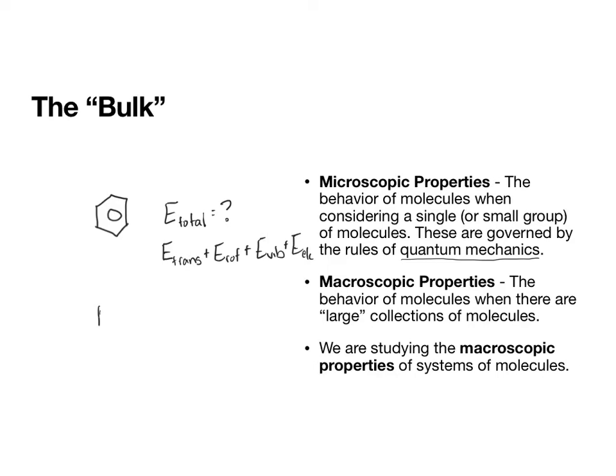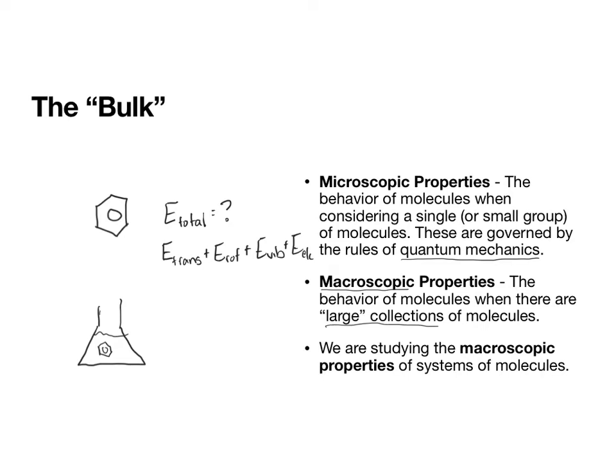But whenever I have my flask containing a whole bunch of benzene, then suddenly the properties of my single molecule are not really the same, or they're not the same properties that we want to measure. And so the properties of the sample are known as macroscopic properties.